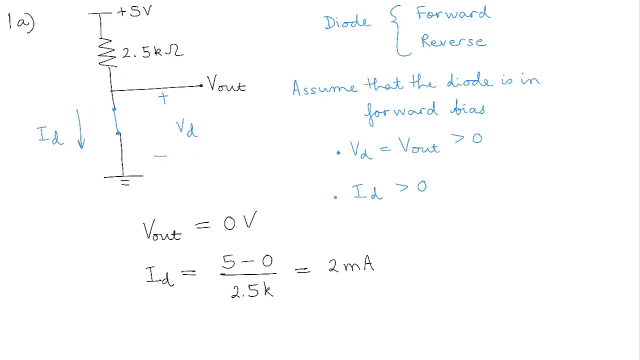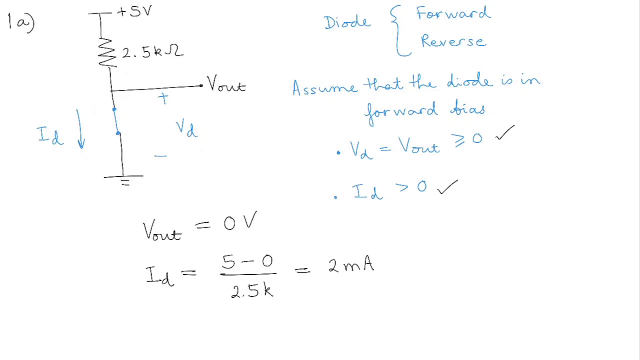And now you can check the conditions. You can see that yes, ID is greater than 0, and yes, V out is greater than 0. Well, we should modify this condition, right? It should be greater than or equal to 0, because when the diode is on and we look at the ideal diode model, the VD is equal to 0. Okay, and that's the solution for this problem.